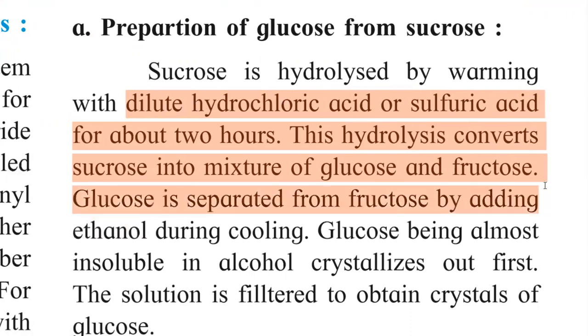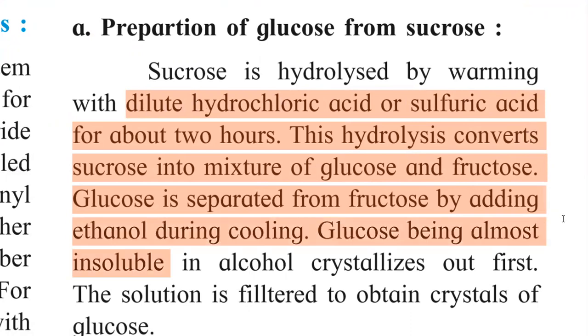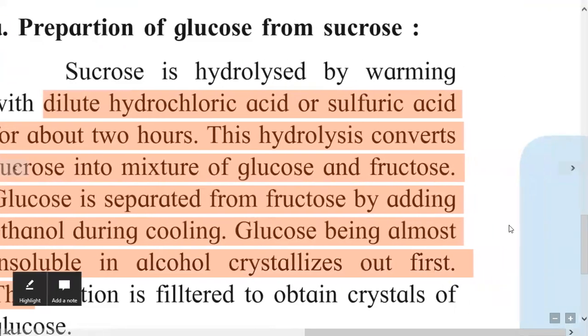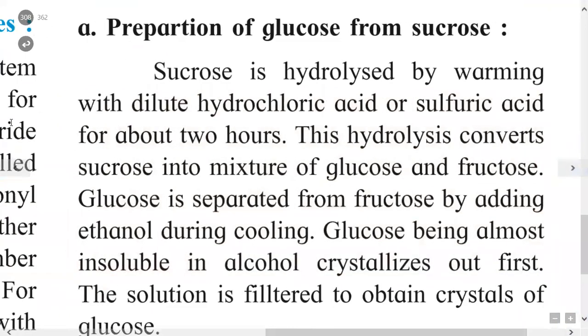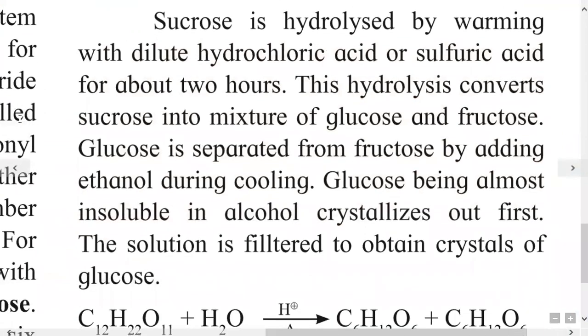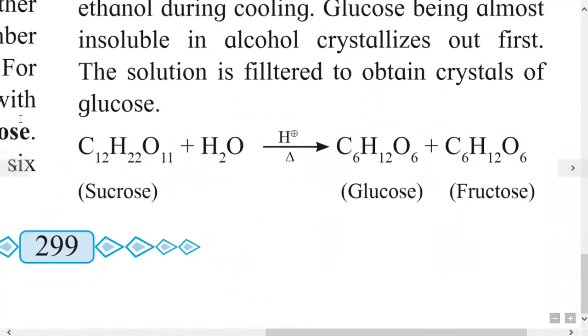Now from this mixture, glucose can be separated by adding ethanol during cooling. Glucose is almost insoluble in alcohol, that is in ethanol, and fructose is soluble in ethanol and therefore can be separated. The crystals of glucose can be obtained because fructose is soluble and gets filtered.